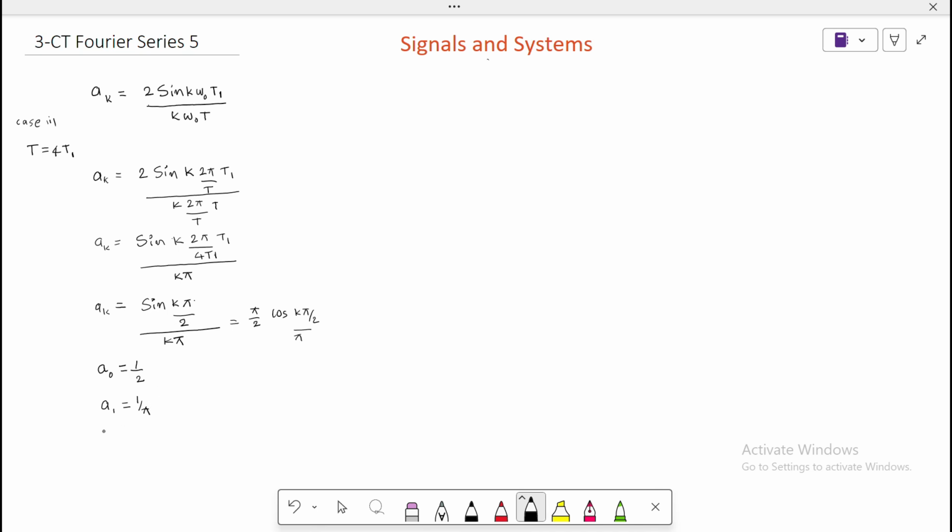At k equal to 2, a2 goes to 0, because substituting k equal to 2, sine pi equals 0. So these are the values: it will have values for k equal 0 and k equal to 1, and at 2 it goes to 0. That I'm going to draw.